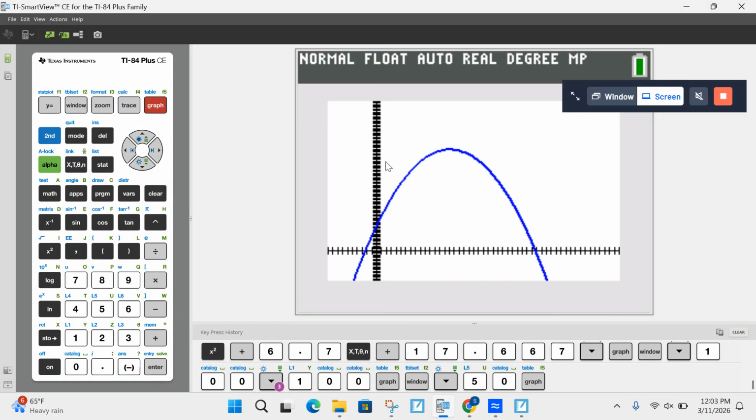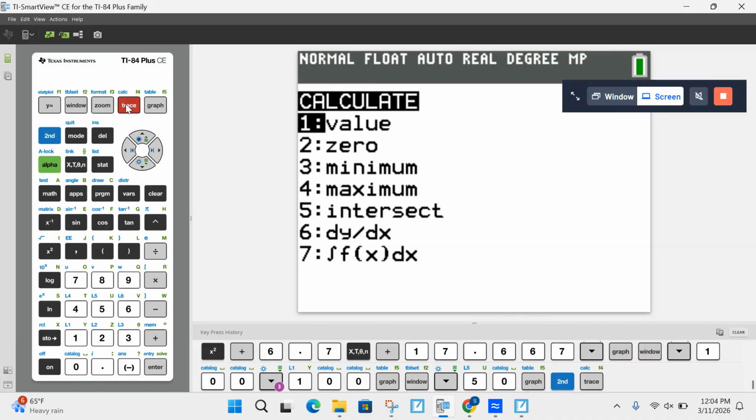Okay, so that kind of makes it look a little bit better. You don't have to do this though. All right, so step 1 is let's find the maximum.